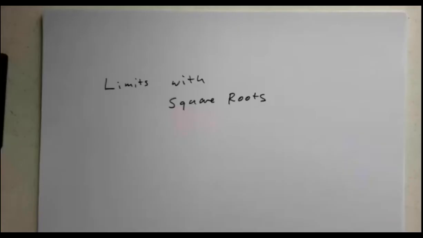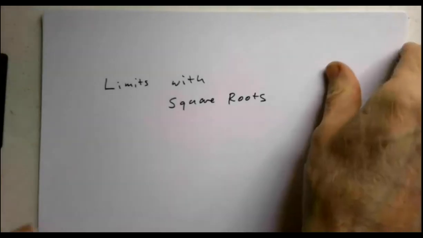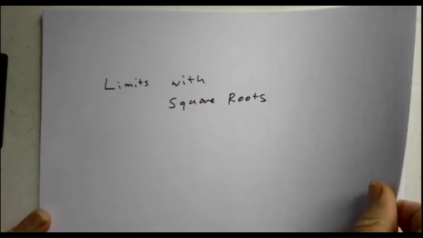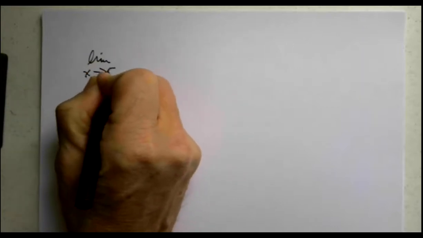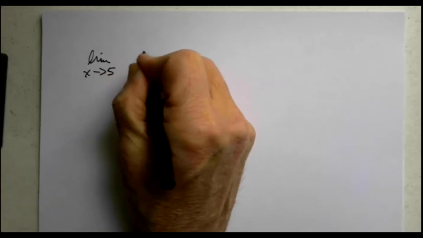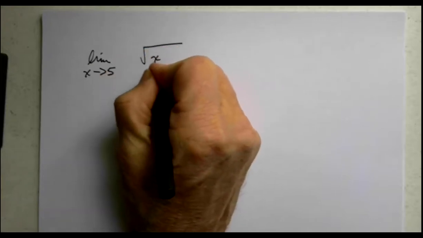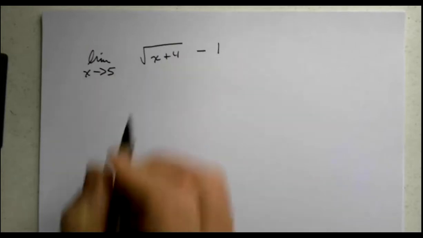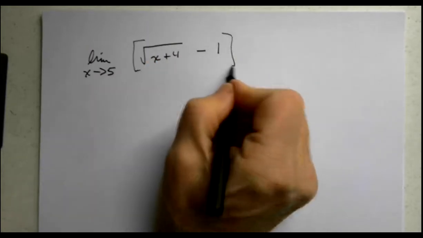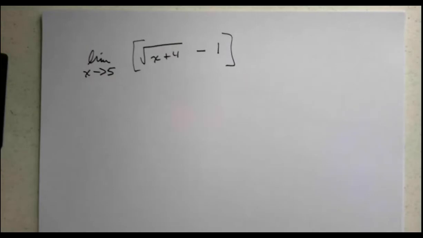So this lesson is going to be on limits with square roots. So let's take a look at the following problem. If I want the limit as x goes to 5 of the square root of x plus 4 minus 1, what do we do here? Well, the first strategy is to check to see if when you plug it in, you get a reasonable answer.